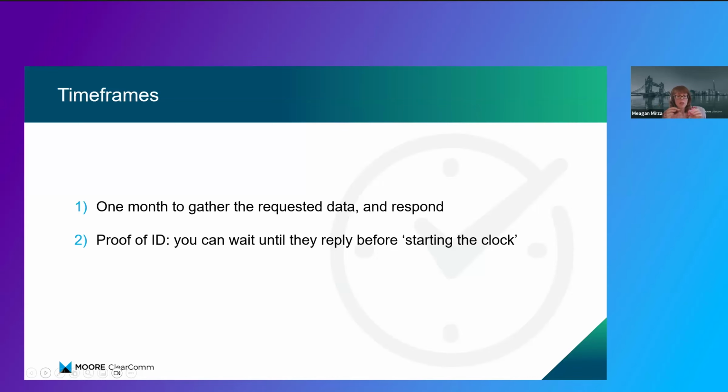But the ICO says if you are looking to automate some of this process, you would look at a 28-day turnaround to make sure that you absolutely do comply with the law. So that's their guidance. But yes, you have a month.